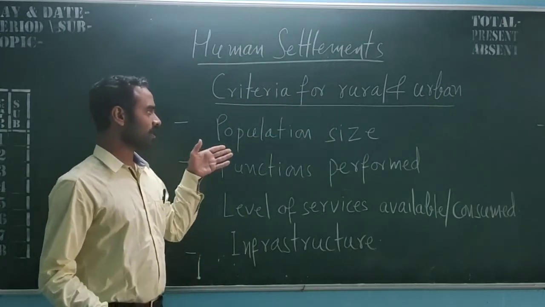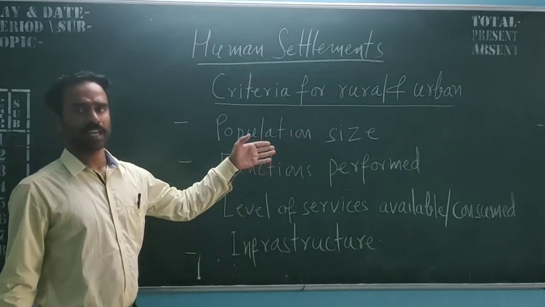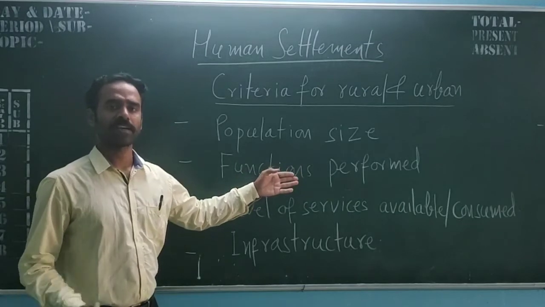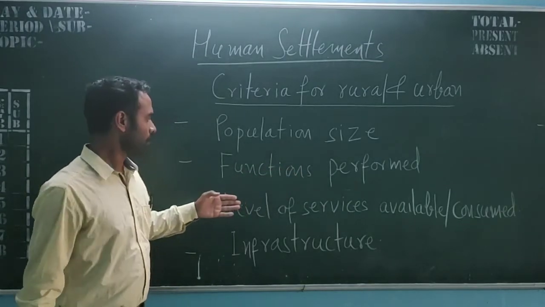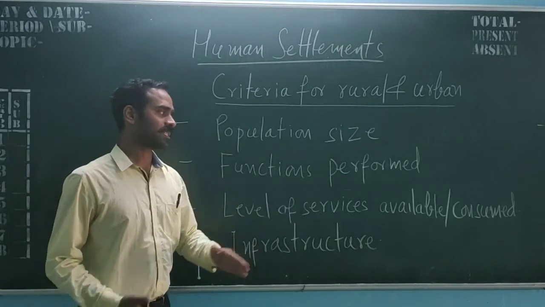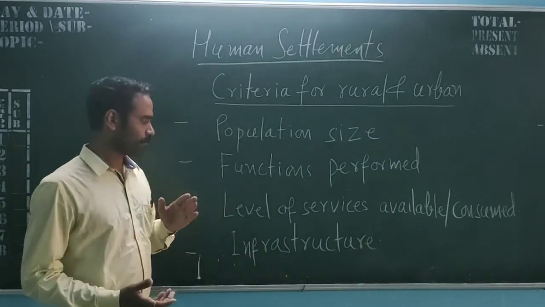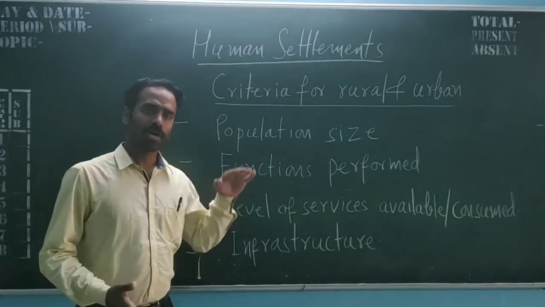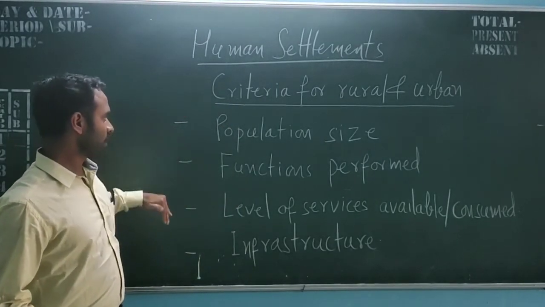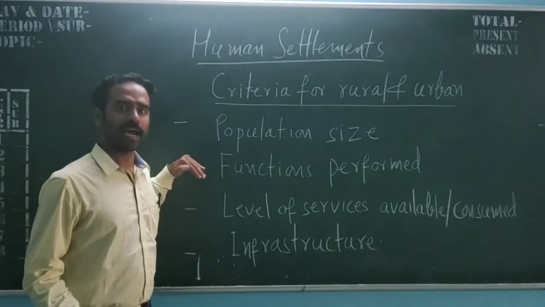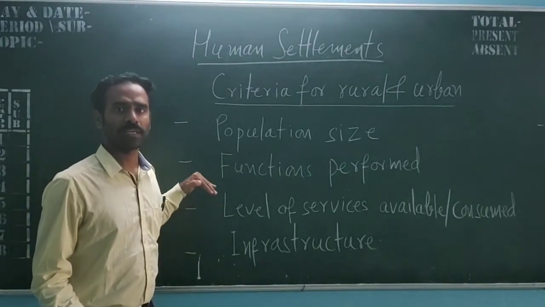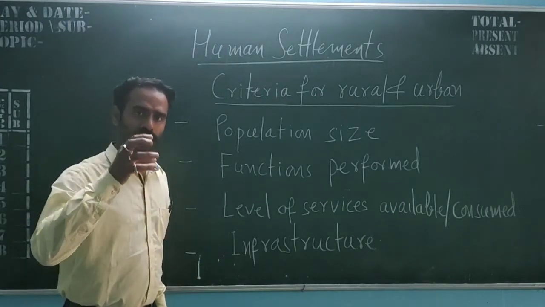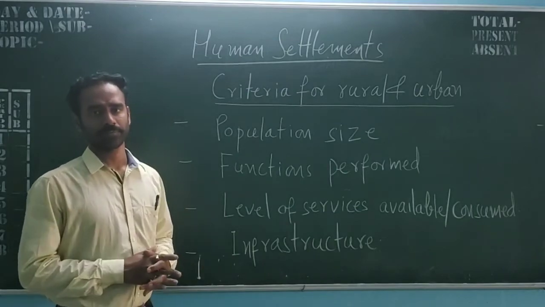These are the criteria: the population size of that particular place or settlement, the functions performed, that means jobs of people, the level of services available or consumed, and the last one, that is infrastructure. After seeing these factors, we can determine whether any place is either rural or urban.